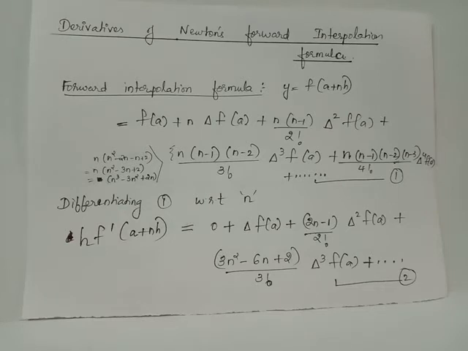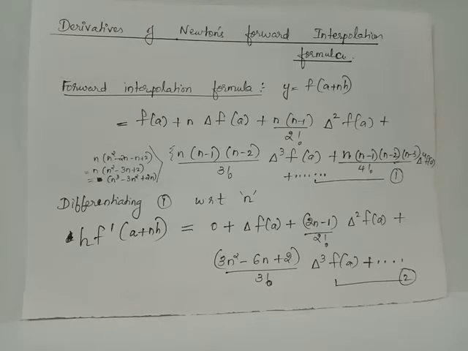From equation 2, we will have f'(a + nh) = (1/h)[Δf(a) + (2n - 1)/2! Δ²f(a) + (3n² - 6n + 2)/3! Δ³f(a) + etc.]. This will be the first order derivative of Newton's forward interpolation formula.